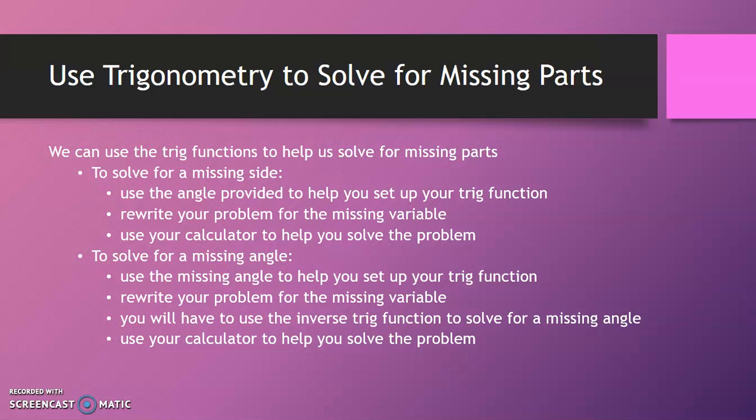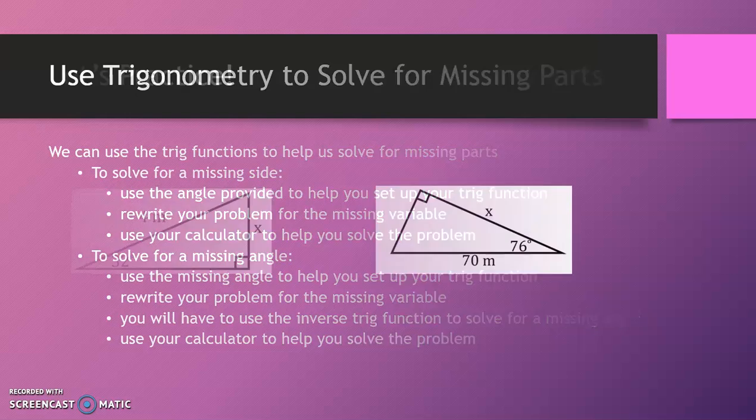So discover from the angle that you're looking for, what's the hypotenuse, what's the adjacent side, what's the opposite side. Again, rewrite your problem for that missing variable, and then for the missing angles, you'll have to use the inverse trig function in order to solve for that. So it'll look a little bit different. It's going to have a -1 up in the corner next to it because we use that to help us find our angles instead of just regular sine or cosine or tangent. And again, you're going to want to use your calculator to help you solve these problems.